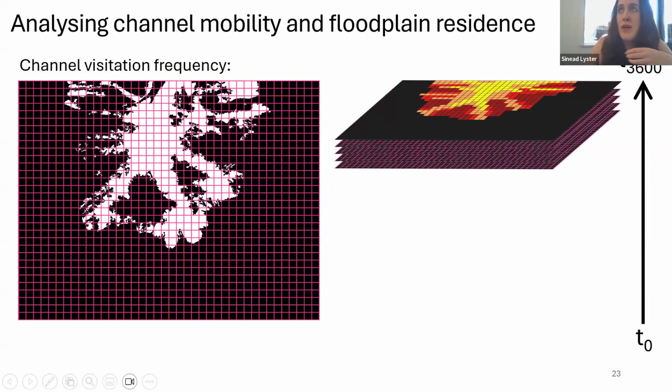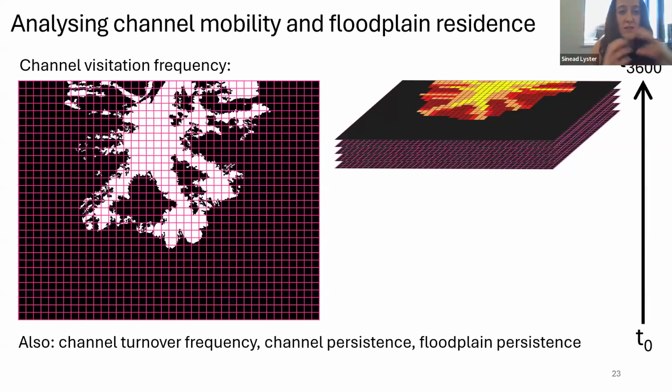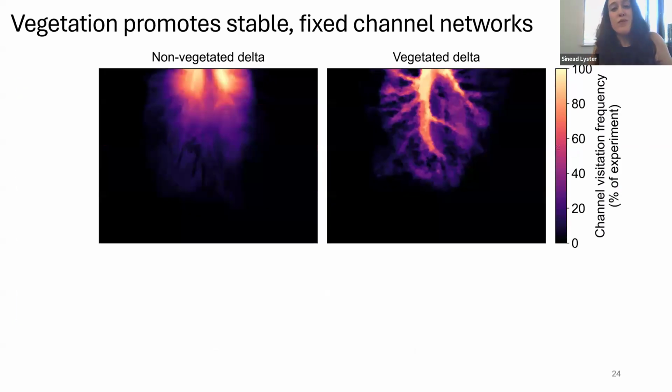So here you would be looking at the brighter colors. Those would be regions that have higher channel visitation frequencies. So for more time steps during the experiment, these pixels were channel network. Now, this approach, taking the masks, stacking them, tracking what pixels are doing throughout the experiment, we can calculate other metrics too, things like channel turnover frequency, channel persistence, and floodplain persistence. And then I'll show you some of those results.